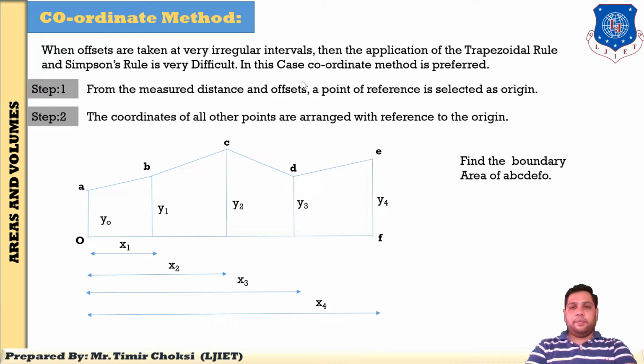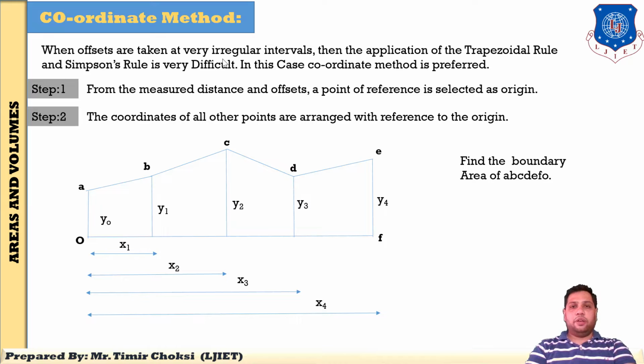You know that in a previous session, when you found the boundary area, the intervals were taken in a regular way. But when the field conditions are different and some obstructions are there, offsets are taken at very irregular intervals. At this time, the application of the trapezoidal rule as well as the Simpson rule is very difficult for finding the boundary area. In this type of case, you prefer the coordinate method.